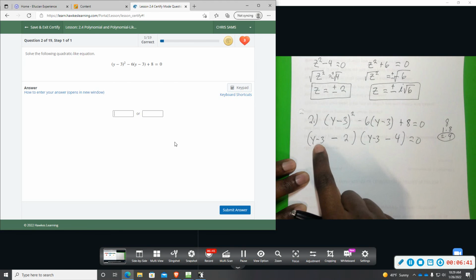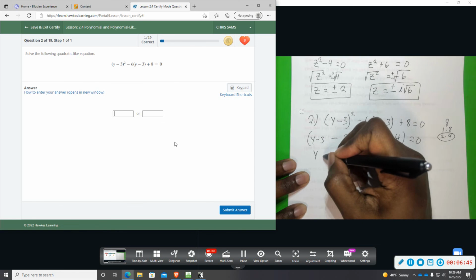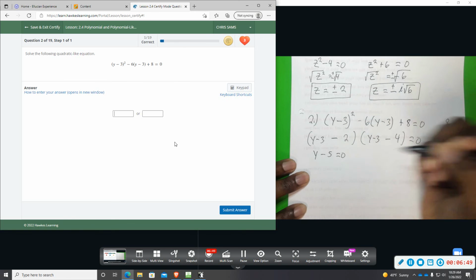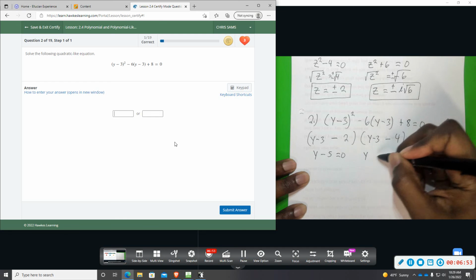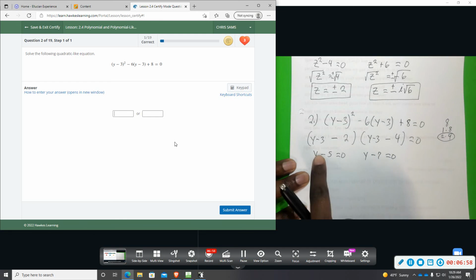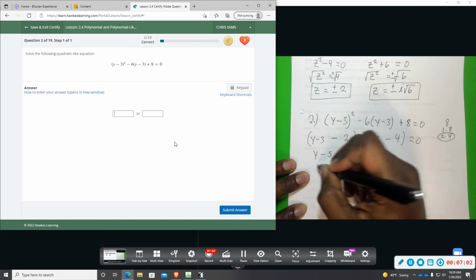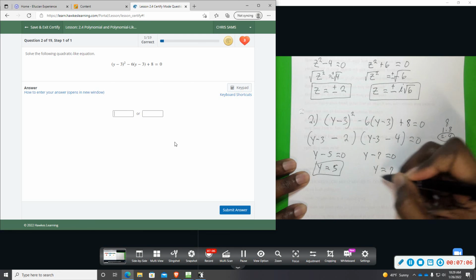So I have negative 3 minus 2. That's going to give me a negative 5. So I have y minus 5 equals 0. And then over here, negative 3 minus 4 gives me y minus 7 equals 0. We add 5, we get y equals 5. And then we add 7, that gives us y equals 7.